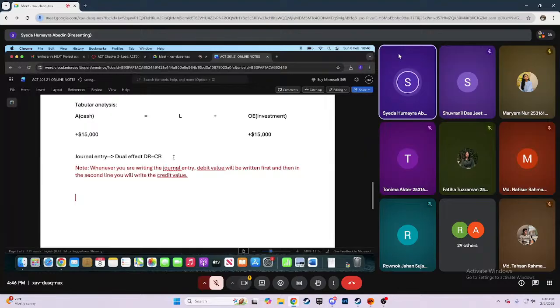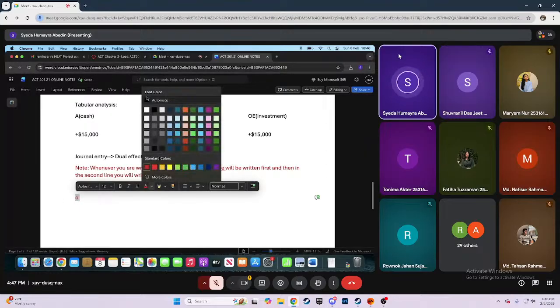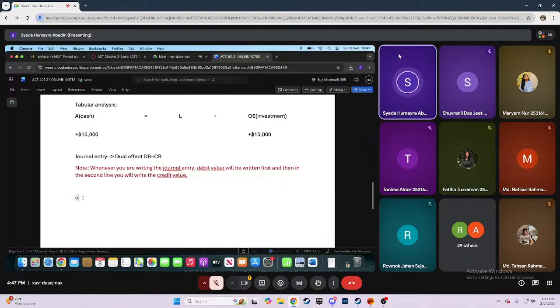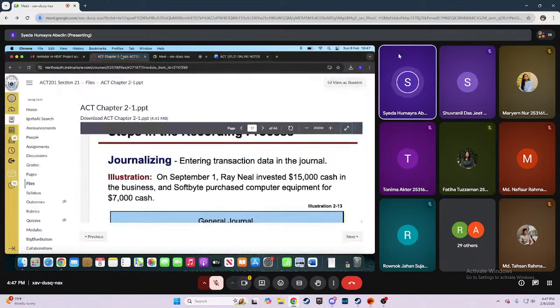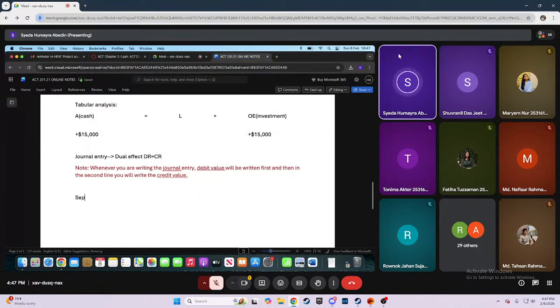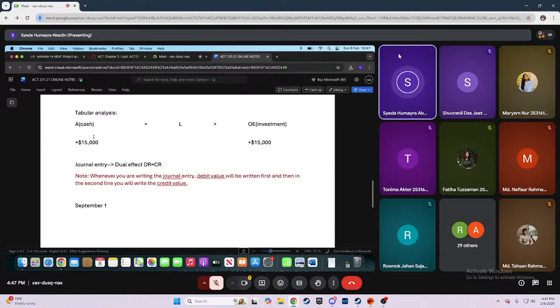So let's try to do one together, guys. One journal entry. So the first thing you will try to do is write the date first, okay? So when is this transaction occurring? On September 1. So first we will write September 1. And then first we will write the debit value, then we will write the credit value. Now let's go back to the tabular analysis that we did here. Here, can I say the type of asset increasing in my company is cash.